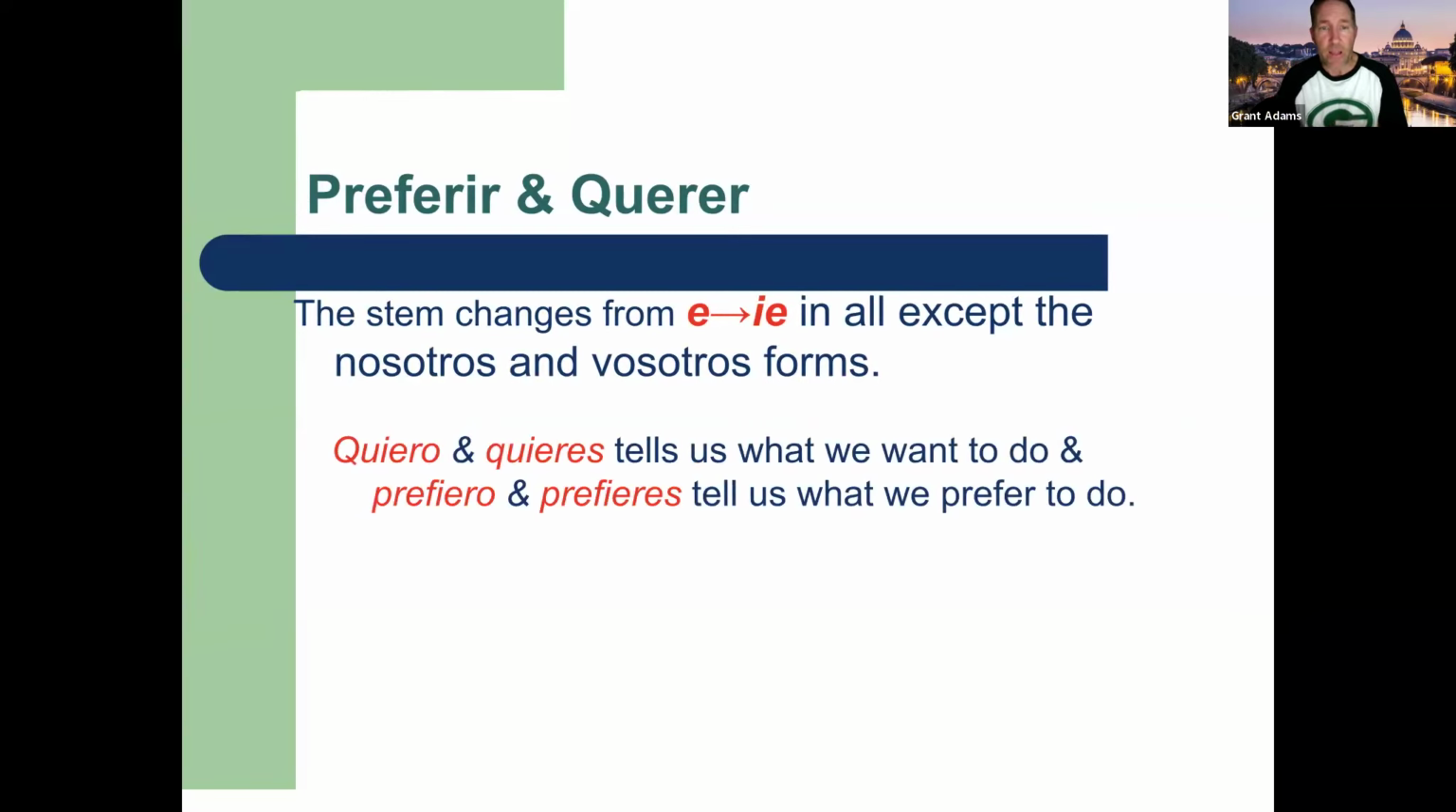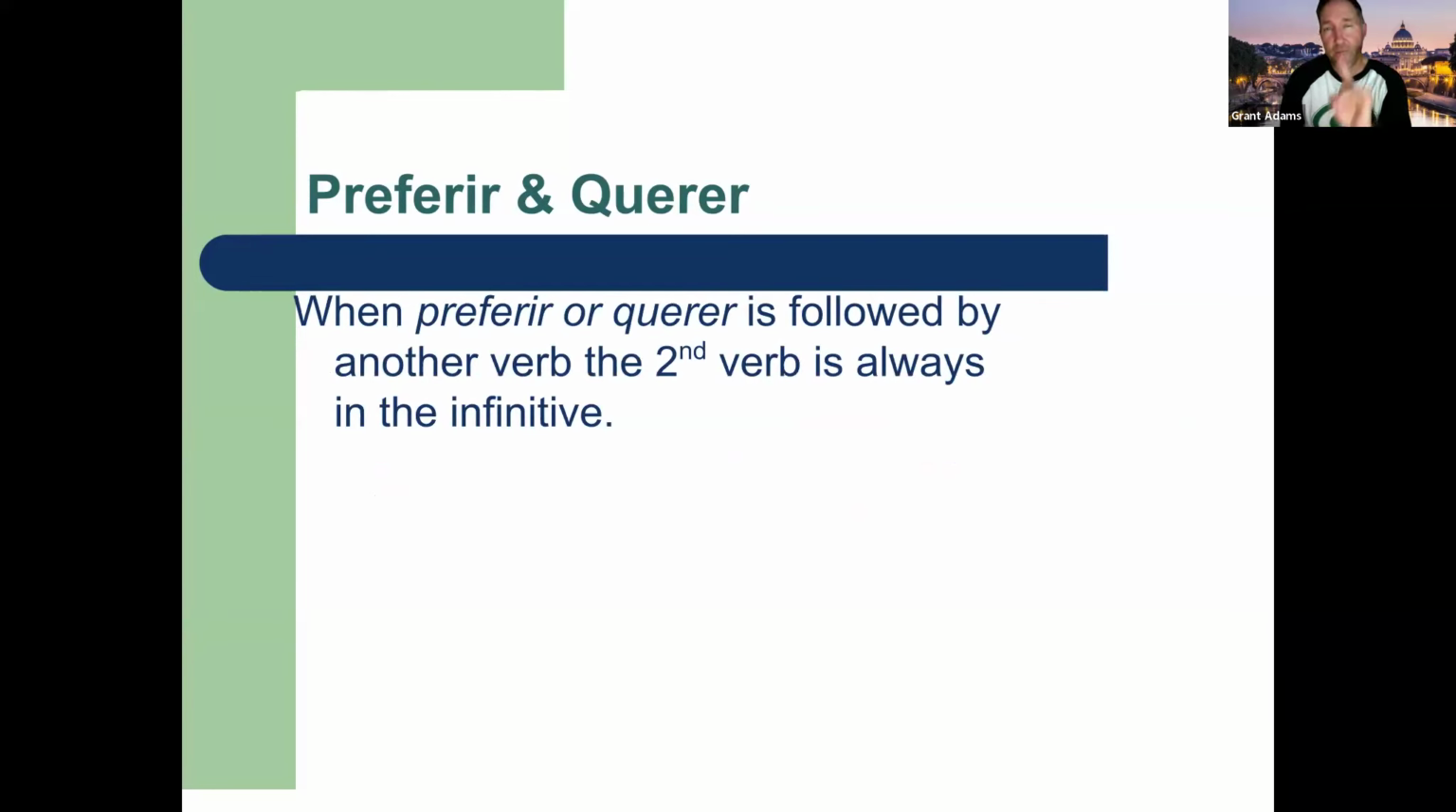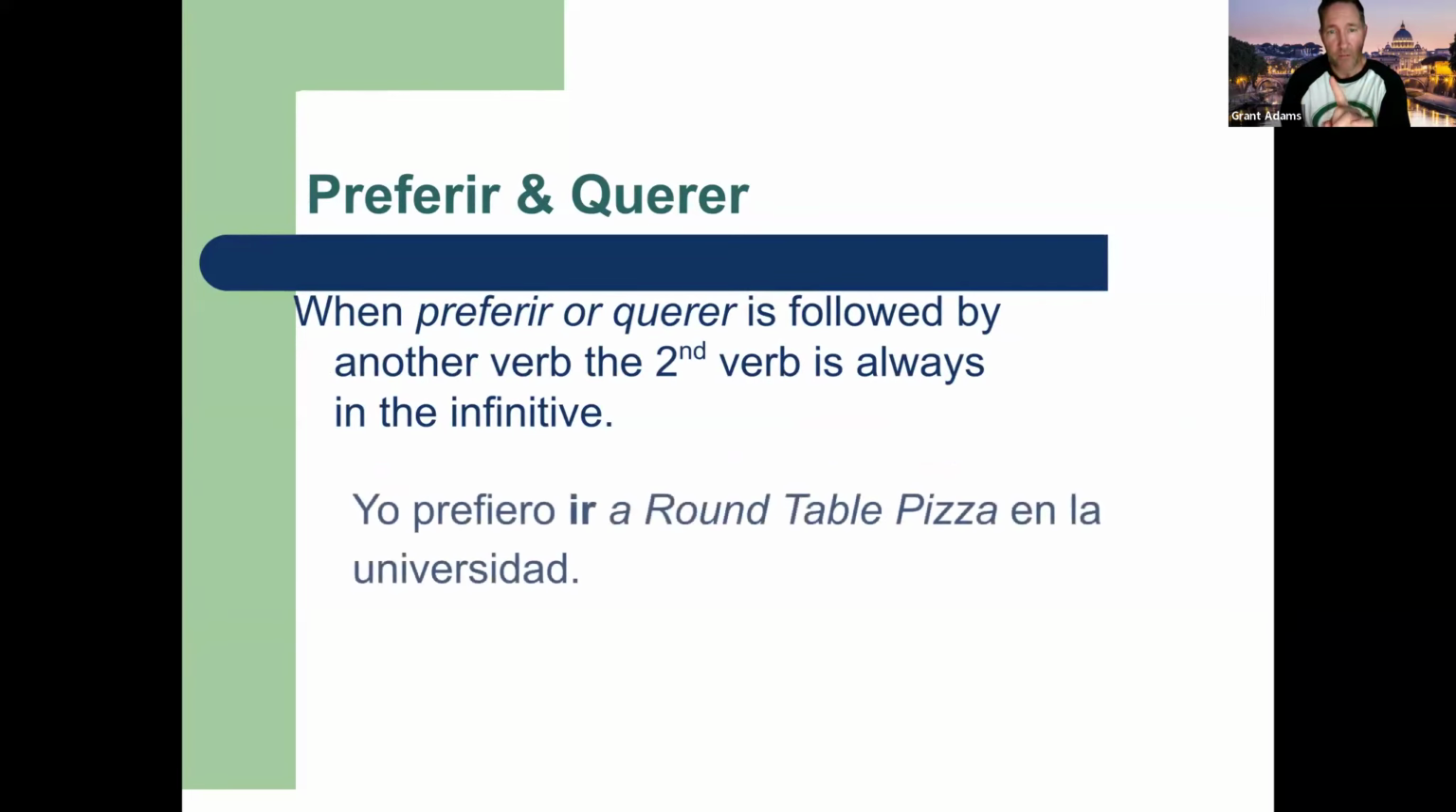What do you want to do? What do you prefer to do? Etc., etc. Now, the second verb never is conjugated. Look at that. Prefiero ir a Round Table Pizza en la universidad. I prefer to go to the Round Table Pizza at the university. See that second verb? Zero conjugation.